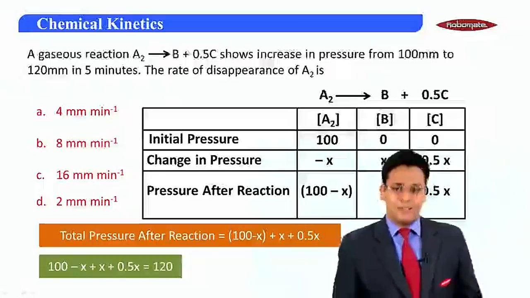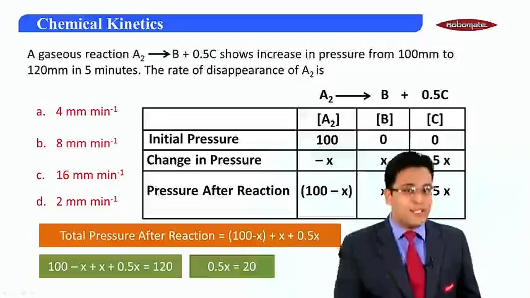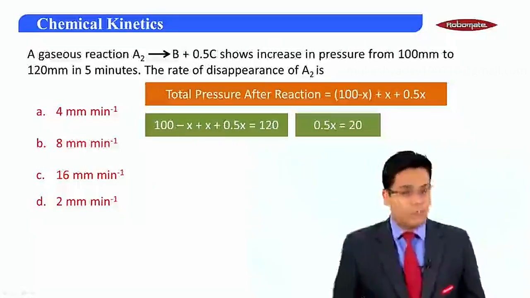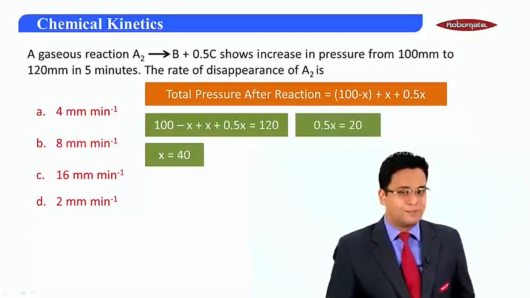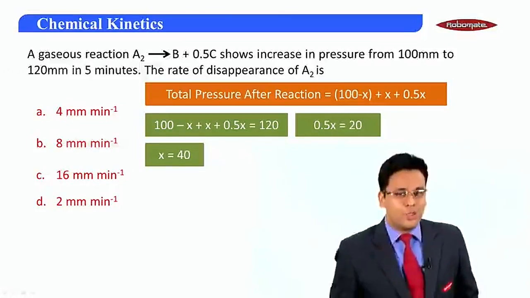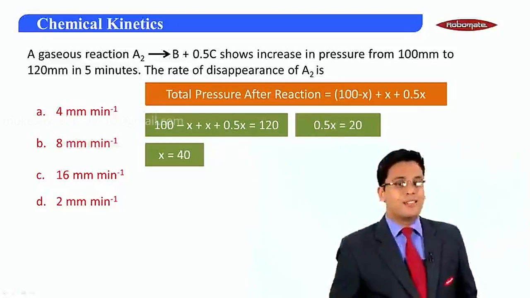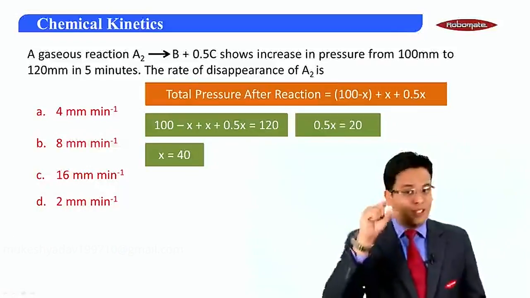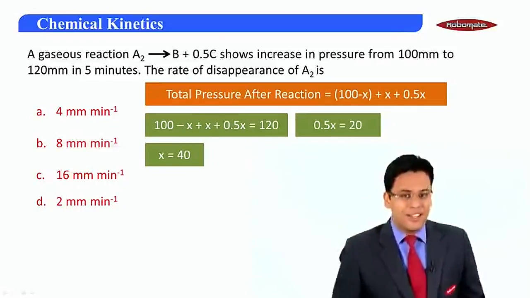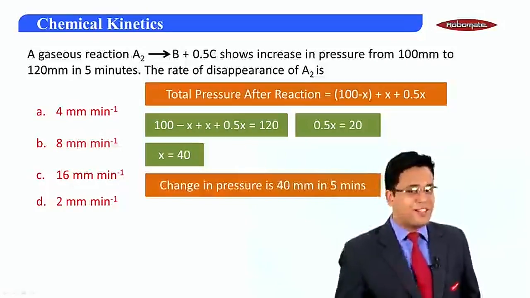From here, if you solve this, you will get 0.5X is equal to 20. Of course, when you solve that, the value of X will come out to 40 mm, which means that from A2, the decrease is 40 millimeters in 5 minutes, because X was the decrease in 5 minutes. So I can say that the change in pressure is 40 mm in 5 minutes.